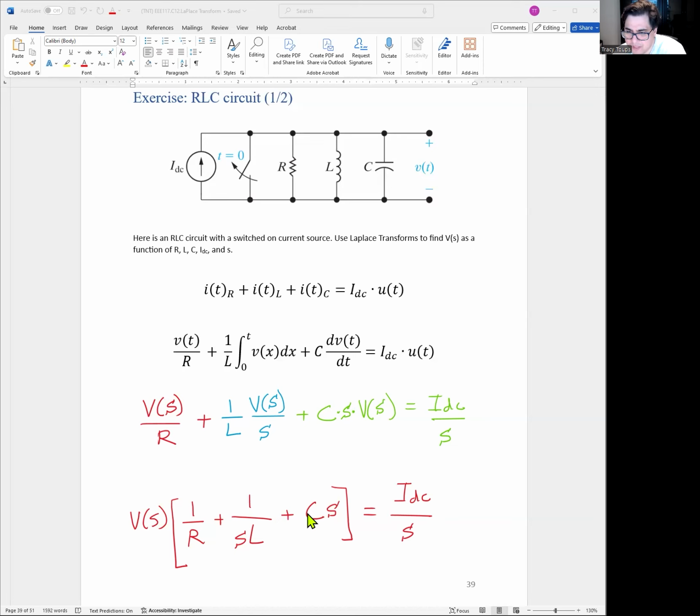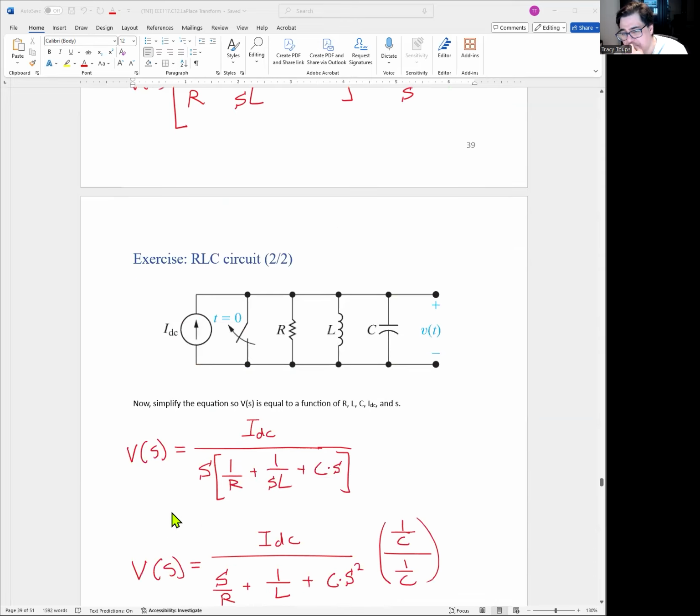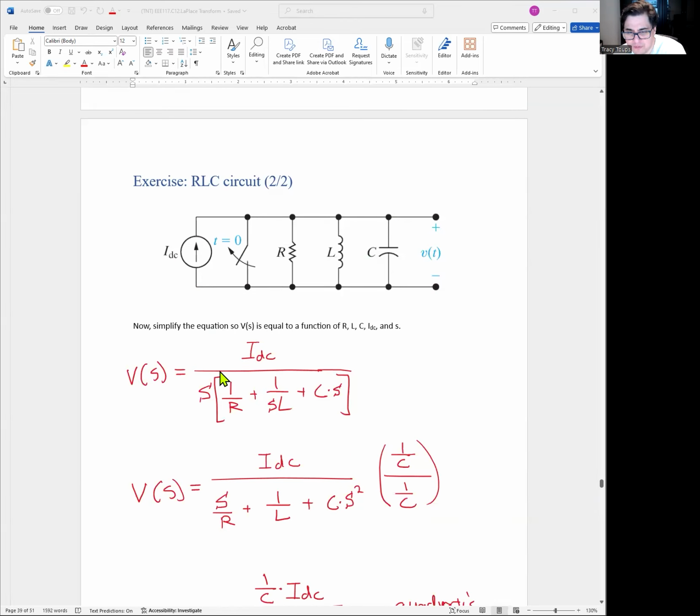That is equal to I_DC over s. So we're already singling out V of s. And over here, we just take this big bracket and flip it to the other side, so we divide both sides. So now V of s is equal to I_DC divided by s times all the bracket stuff: 1 over R plus 1 over sL plus Cs.